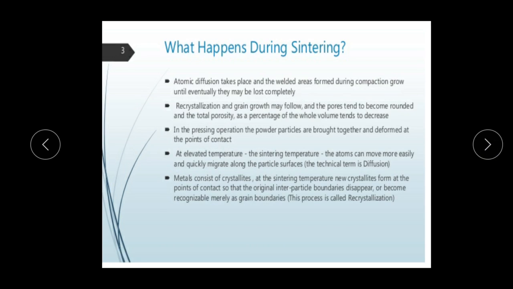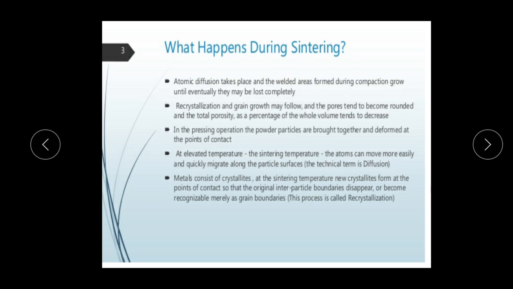Let's come to the next concept. What happens during the sintering? Exactly, atomic diffusion takes place, and the welded areas formed during the compaction grow until eventually they may be lost completely. Recrystallization and grain growth may follow, and the pores tend to become rounded, and the total porosity as a percentage of the whole volume tends to decrease.